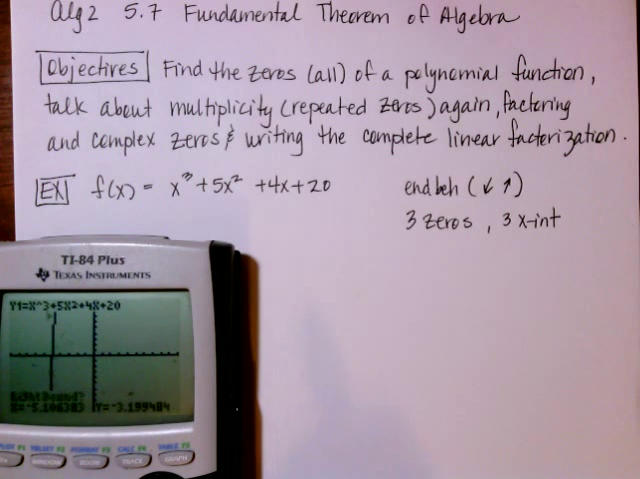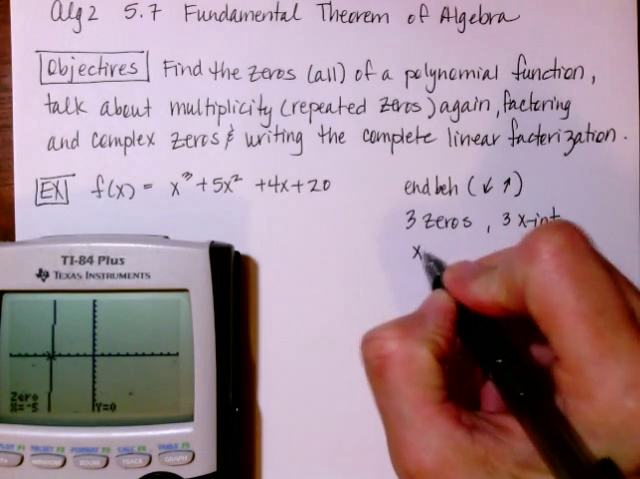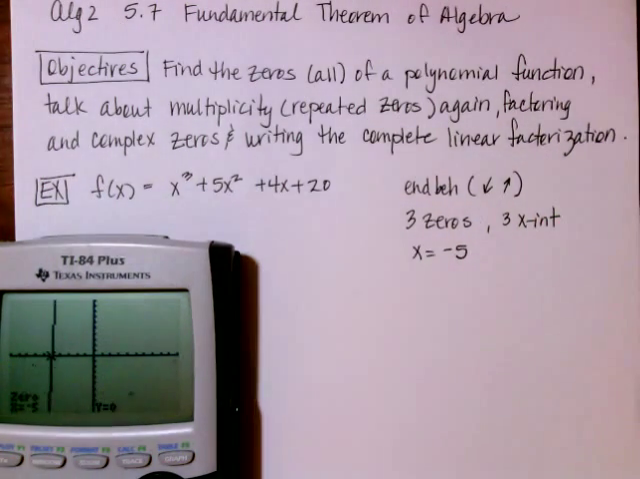So there's my left bound. I'm going to hit enter. And then I'm going to go to the right, enter, enter. And we found that the one x that we can see is -5. But there are two more zeros that are missing. So now my task is to find those.